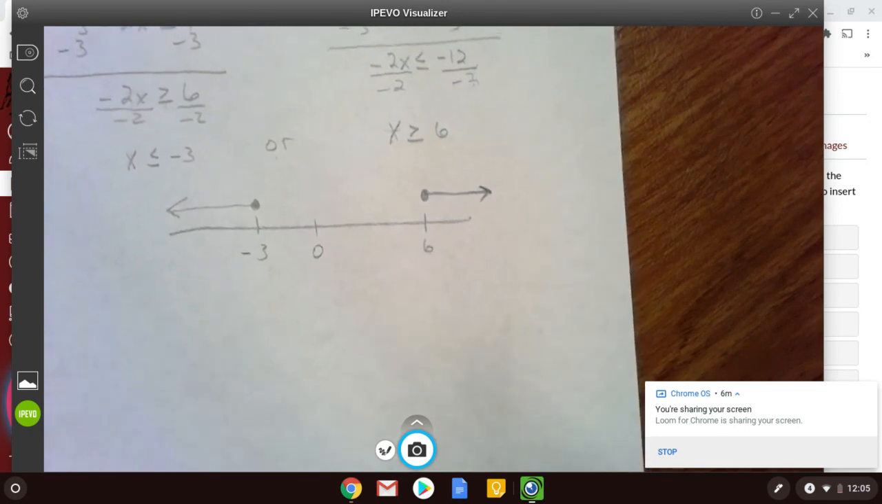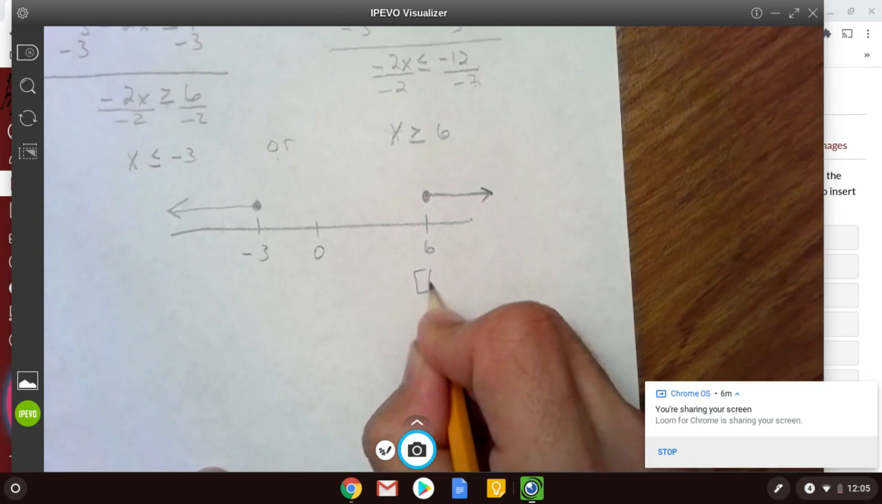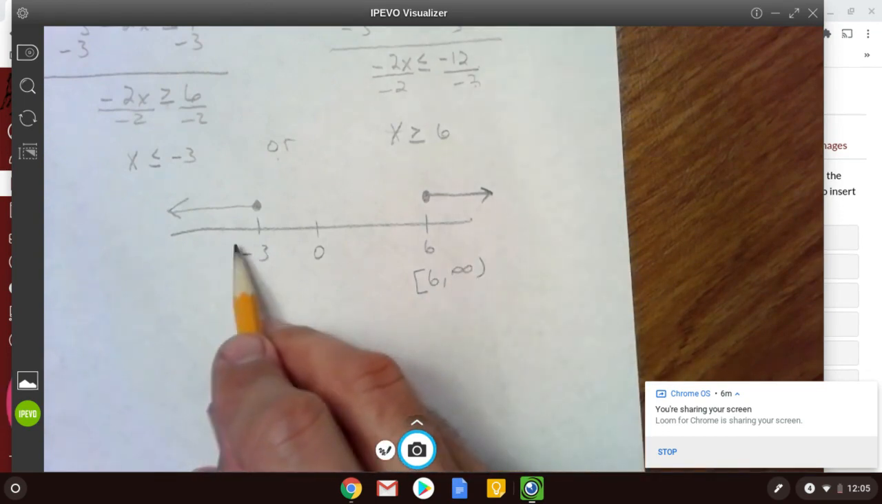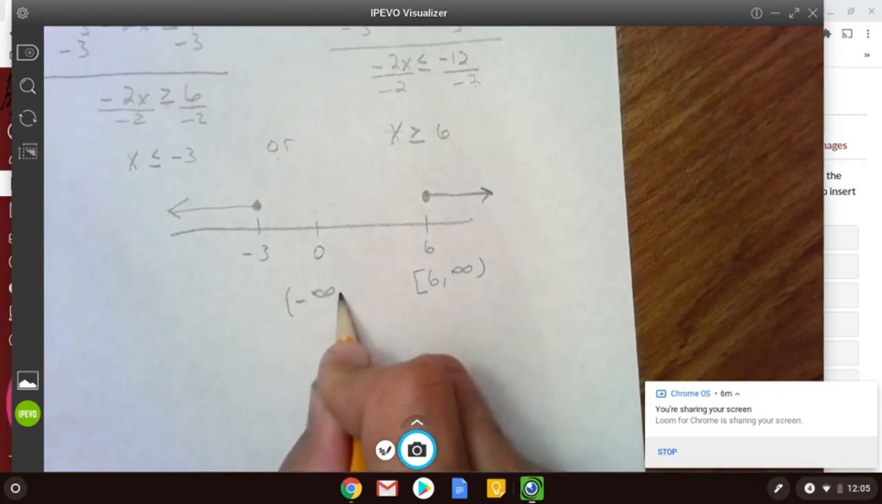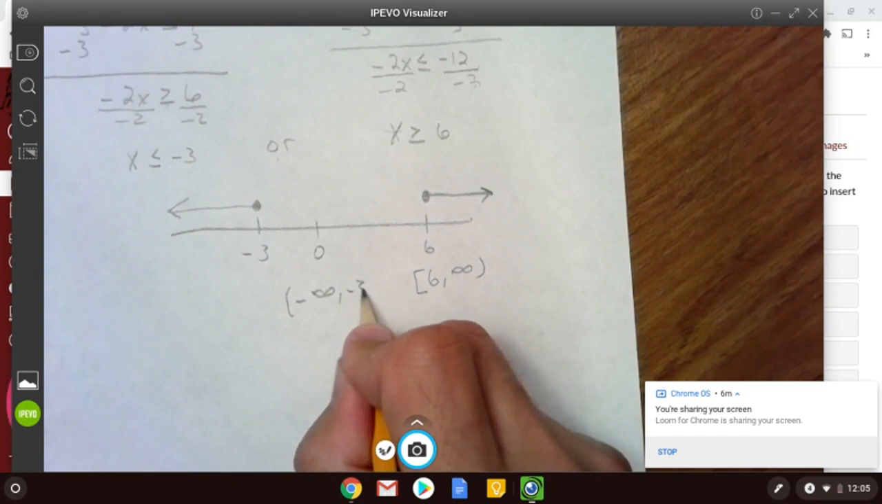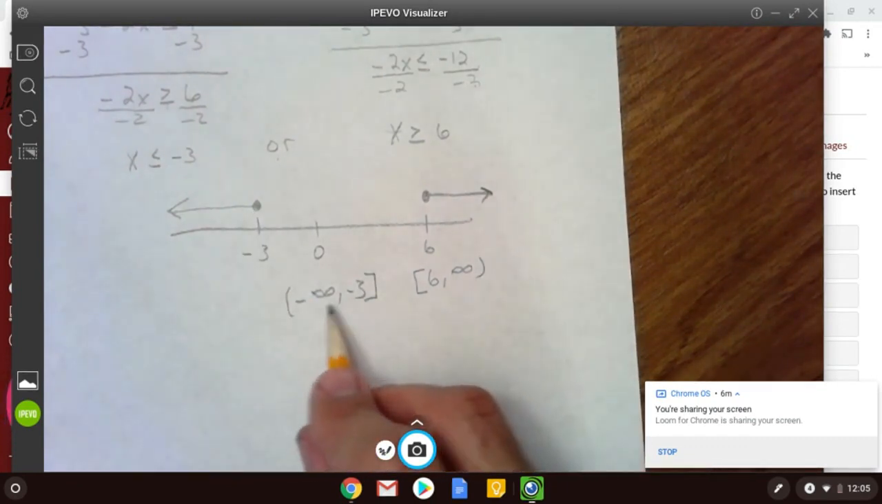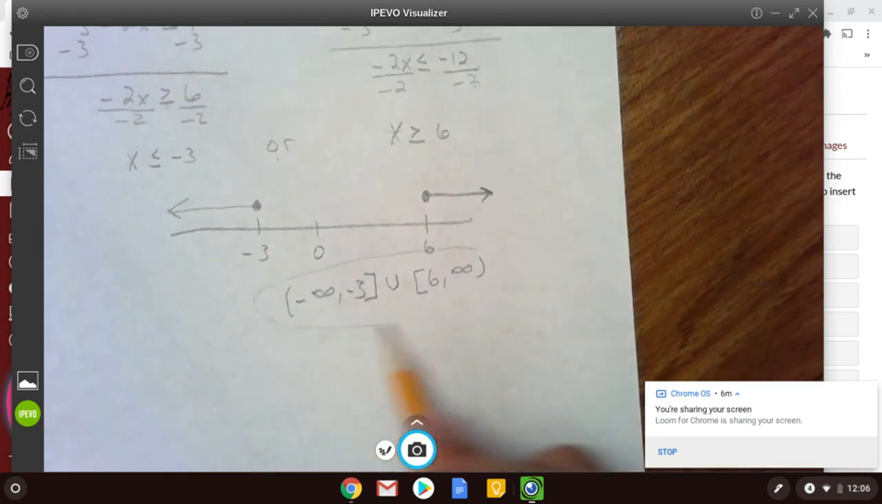And if we want to do the interval notation here, it's going to be a bracket at 6 to infinity. We're also going to include these numbers, so that's going to be negative infinity up to negative 3, and a bracket at negative 3 because it's a closed dot. And we want to combine those, so union. And that'll do it.